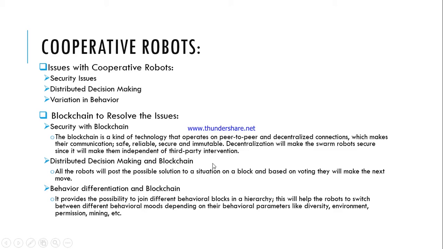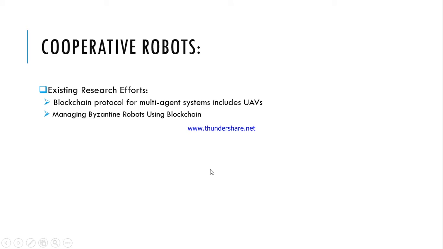For variation in behavior, it provides the possibility to join different behavioral blocks. This will help the robots to switch between different behavioral moods depending on their behavioral parameters like diversity, environment, permission, mining. Research is also going on cooperative robots and blockchain, which includes a blockchain protocol for a multi-agent system including UAVs, and the second one is managing Byzantine robots using blockchain. Both of these are discussed in our paper, and you can check it there.